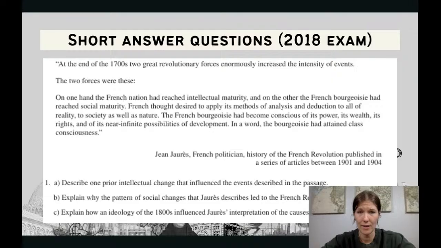Because he's writing this in the 1900s. The French Revolution happens in the late 1700s. So what else has influenced this French historian's understanding of the revolution now that he's looking back on it?